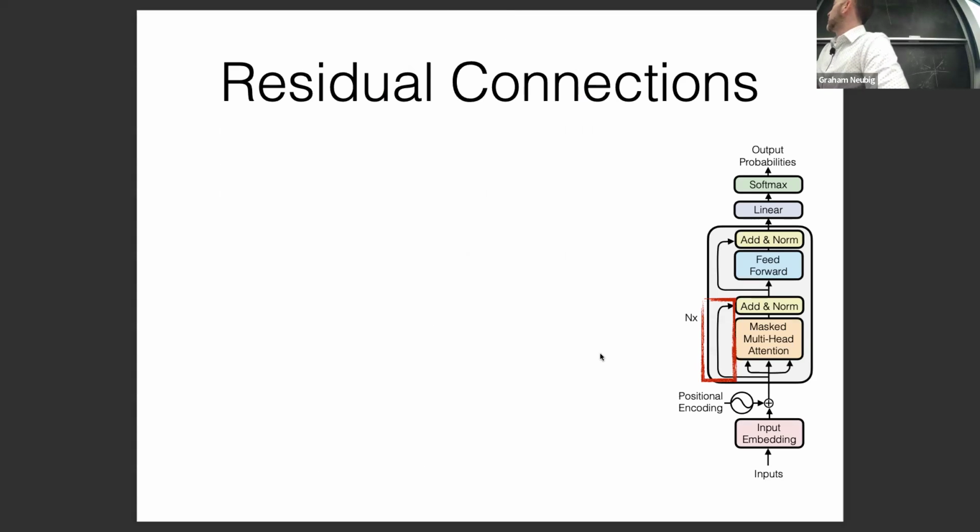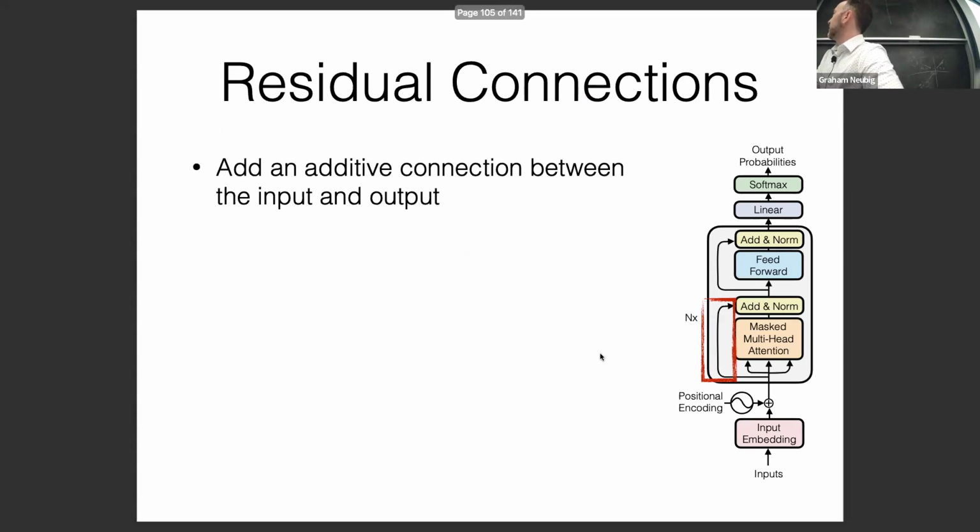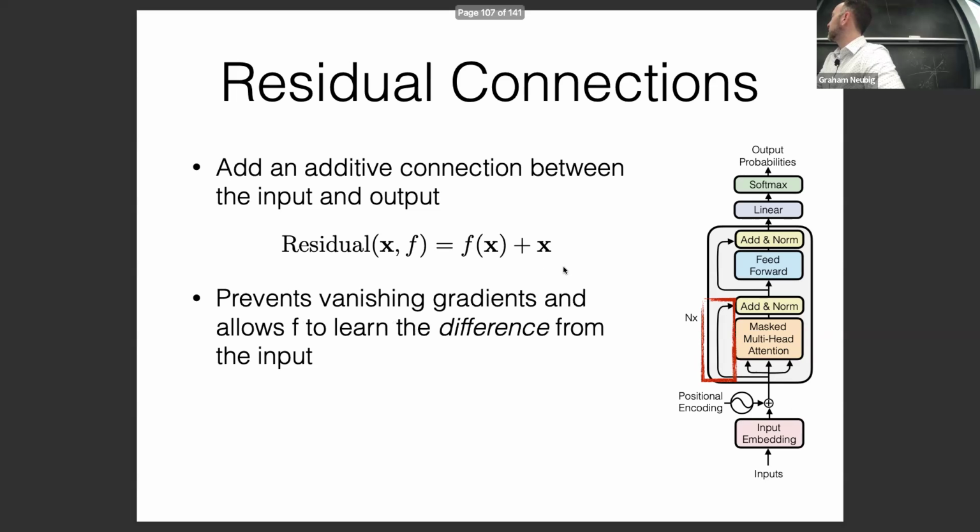Okay. Residual connections. I talked about these a little bit last time, so I'll go through them relatively quickly, but they're basically an additive connection between the input and the output. So you take the input to multi-head attention and you pass it into the output here. And it looks like this, very, very simple. No matter what function you're doing here, you just add the input into the function.